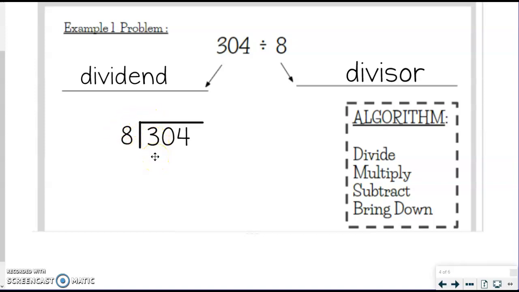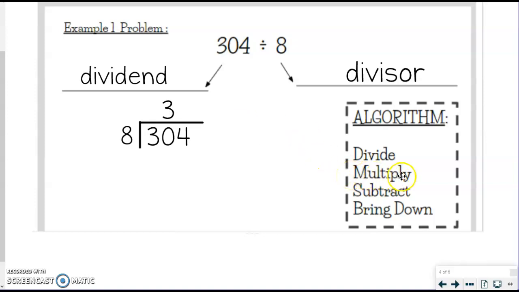Well, it doesn't. It's too big. So now we have to move over to the next number. So I'm kind of ignoring this 4 for a moment. And so we need to think, how many times does 8 fit into 30? Okay, so 8 does fit into 30, and it fits in 3 times. Okay, that's the first part.